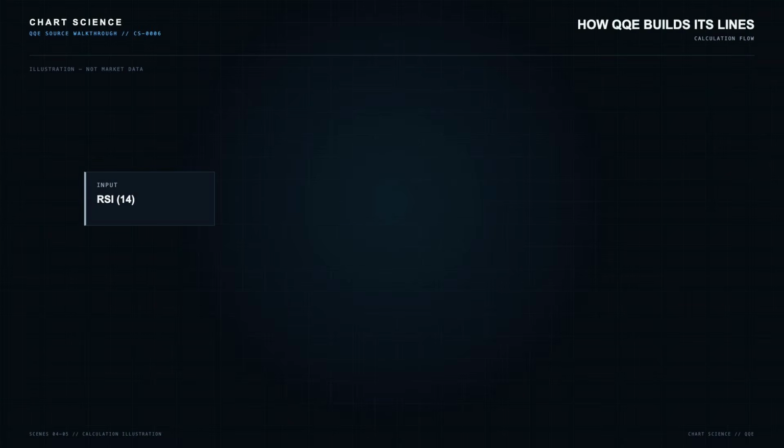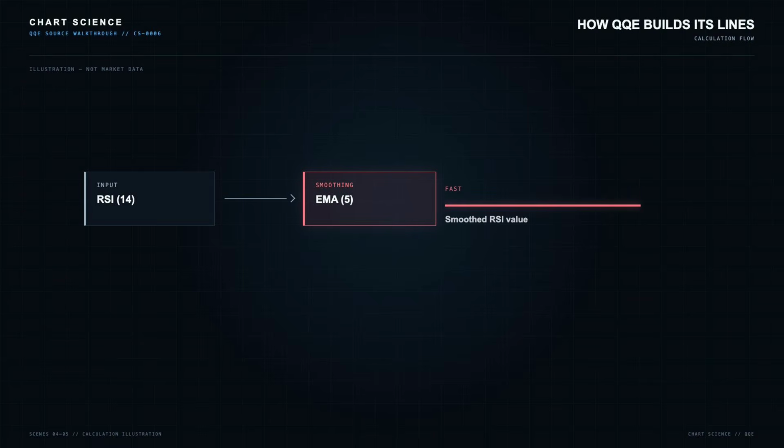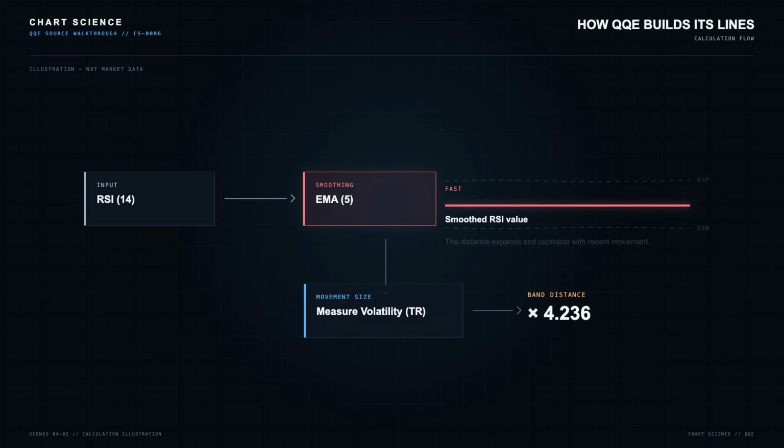The calculation has a simple path. Price becomes RSI, then an EMA smooths it. The script measures how much that smooth line moved since the prior candle, then smooths that number twice. This gives a rough measure of recent movement inside RSI. The code multiplies that measure by 4.236 to set guidelines above and below fast. Slow follows a guideline instead of every small wiggle. The gap widens when fast moves more and narrows when it slows. That is what adaptive means here. It does not predict where price must go.